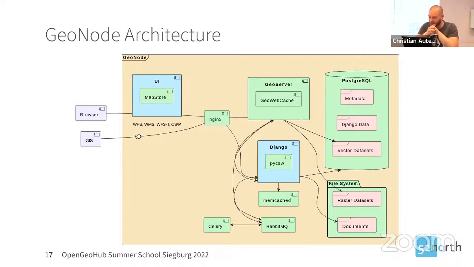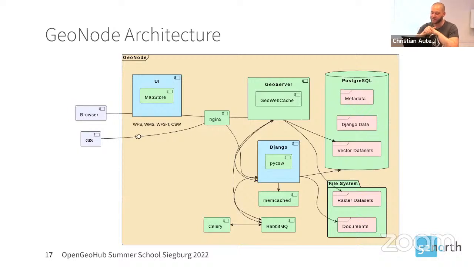And of course, we have a component where we store the data. We have a Postgres database where we store all this metadata, the Django data, so user data and so on, and also the vector datasets that are uploaded to GeoNode. Raster data is unfortunately only stored on the file system. So if you upload a GeoTIFF, it will end up in a volume if you're using Docker, or on the file system of your PC. And that's also where documents that you upload to GeoNode will land.